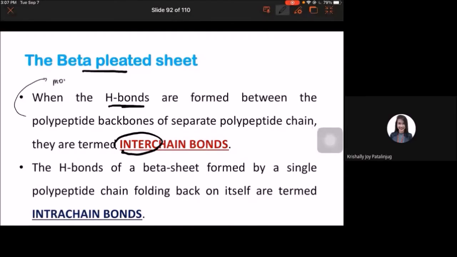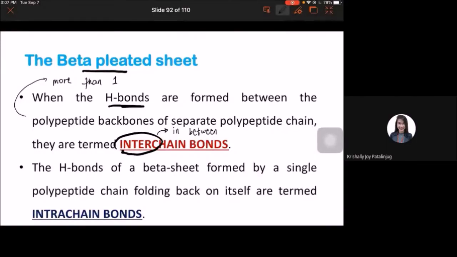Susulat nyo, more than one. Okay? From the word inter, di ba sa chemistry, kapag interaction, that's between, in between. So, kumbaga, yung hydrogen bonds that is being formed in between several separate polypeptides. One polypeptide chain to another polypeptide chain. So that's interchain bonds. Okay?